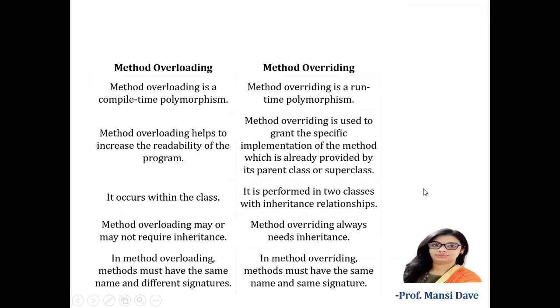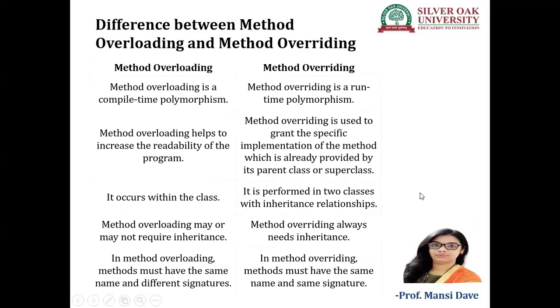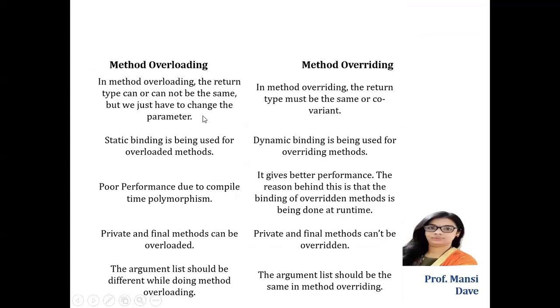Method overloading occurs within the class. Inheritance concept is needed for method overriding. Next, in method overloading the return type can or cannot be same. We just have to change the parameter. In method overriding, the return type must be same. Method overloading is a static binding. Method overriding is a dynamic binding. Method overloading has poorer performance due to compile time decision. Method overriding has better performance due to runtime decision.